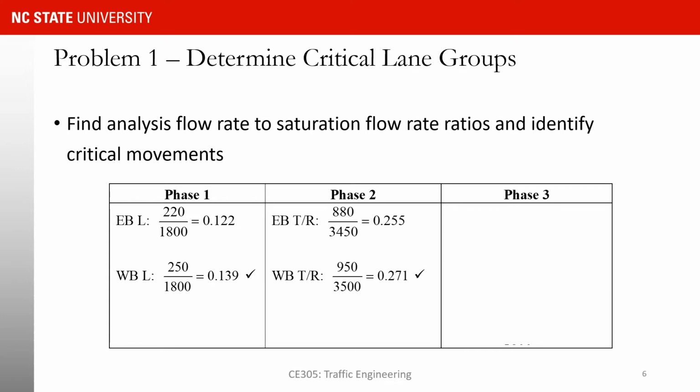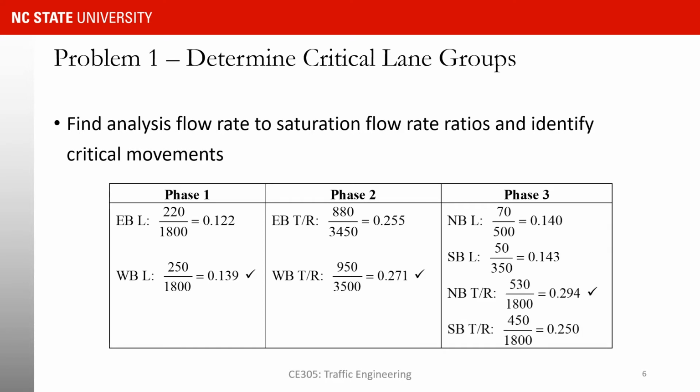On phase 2, I have eastbound through right and westbound through right. If you just do the math, you would find that the ratio for westbound through right is 0.271. That's going to be the critical one. On phase 3, we have 4 lane groups that are going together. So northbound left, the ratio is 0.14, southbound left 0.143, northbound through right 0.294, and for southbound through right it is 0.25. So here you see the critical lane groups that I have, and I'm going to go with this.